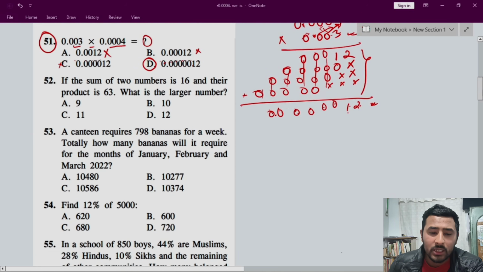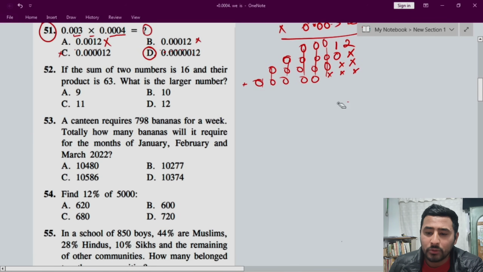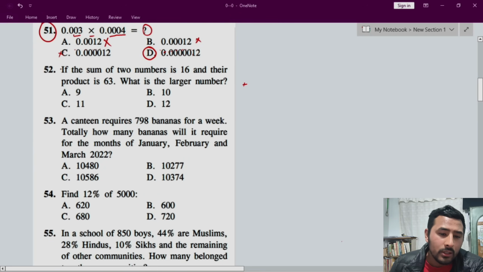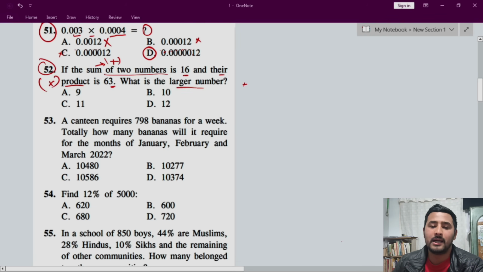That is question number 52. Question number 52 is, if the sum of two numbers is 16, you have to remember what sum is. Sum is addition of all numbers, so this will be plus. Sum of two numbers is 16, and their product, meaning multiplication, is 63. What is the larger number? So you have to find the larger number.